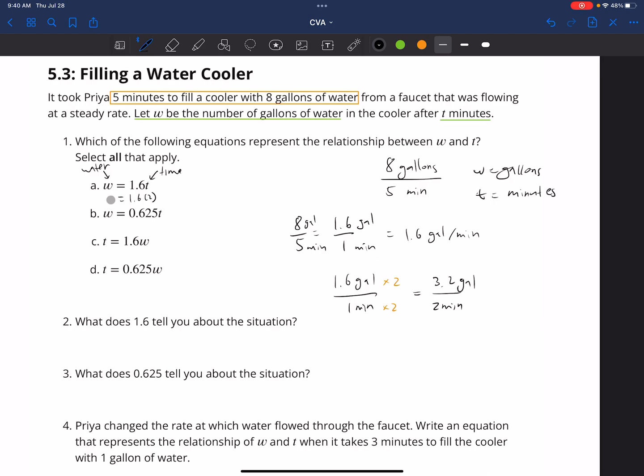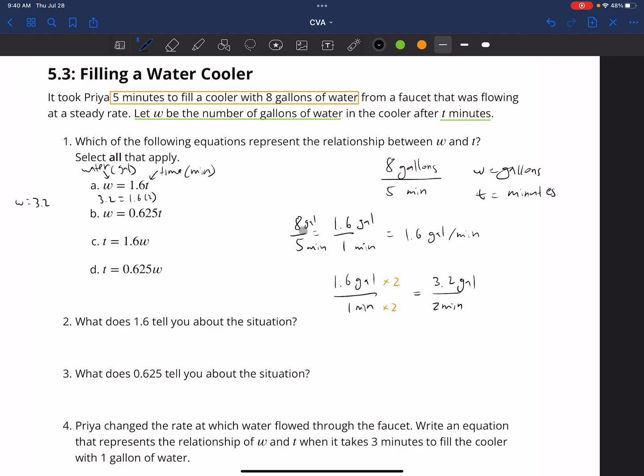It's the same thing: 1.6 times 2 is 3.2, and this W represents 3.2. So W is equal to 3.2, which means the number of gallons of water is 3.2 after 2 minutes have passed. So this works.